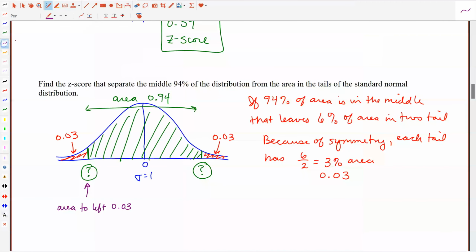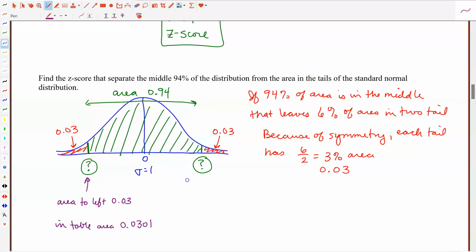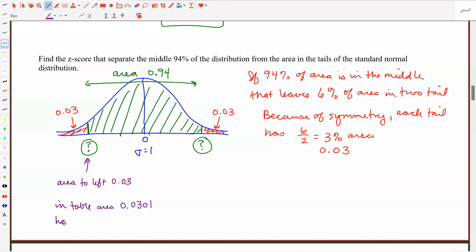Alright, so in the table we found the area, I'm just recording what we found. We found that the area 0.0301 has a z-score of negative 1.88. Okay, so that would be the z-score over here for the left part.